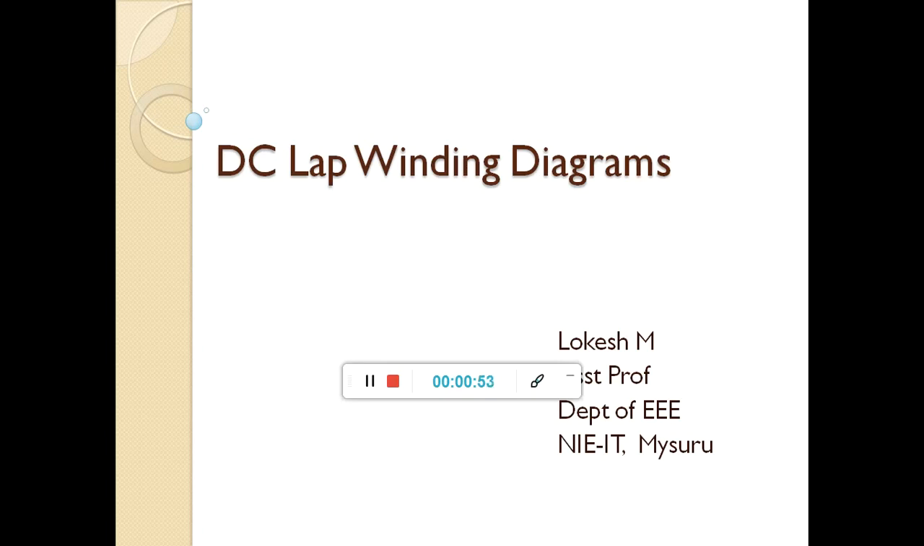So in this winding diagram, we are going to represent the conductors, how the conductors are interconnected, and how these turns are connected to the commutator and then the brushes. This is what we are going to represent in this DC lap winding diagram.